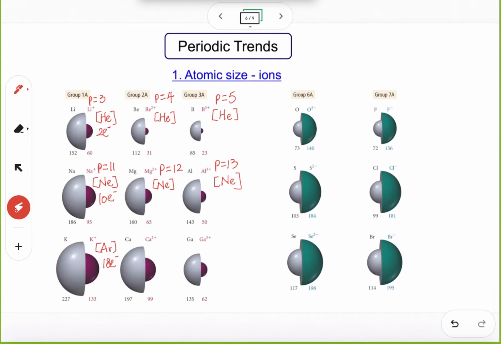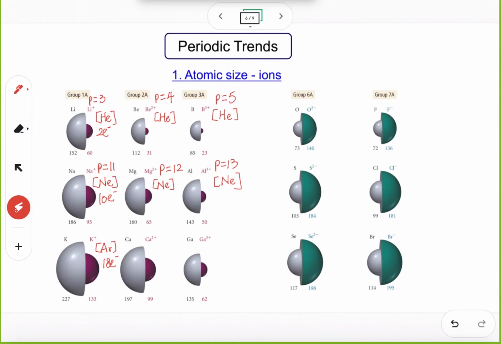Now, the part 2 of rule number 3, anionic size decreases or increases from left to right. Okay, well, let's take a look. O2- is 140, F- is 136. Well, it looks like when you go from left to right, the anionic size decreases, right? How about S2- and Cl-? Again, it decreases when you move from left to right.